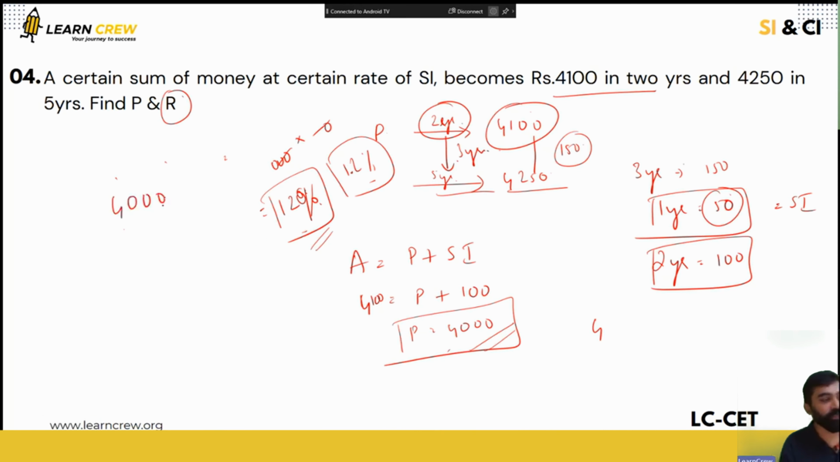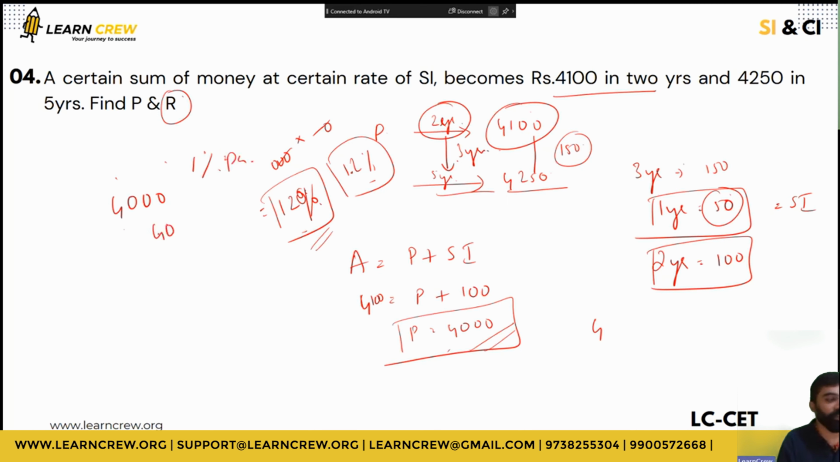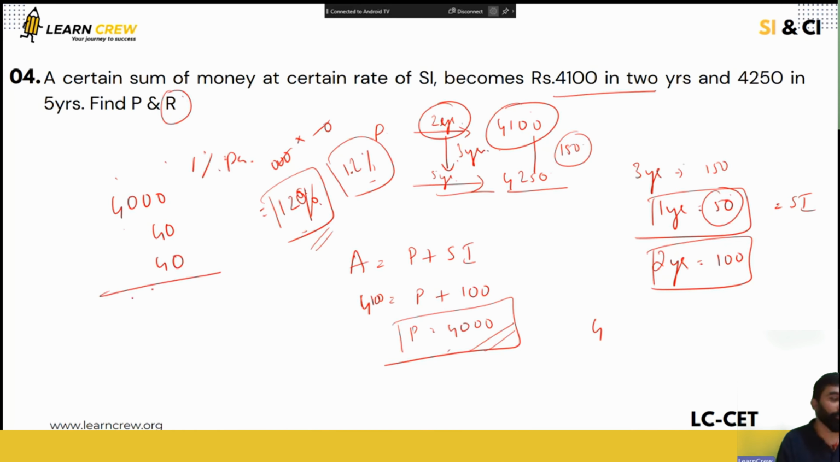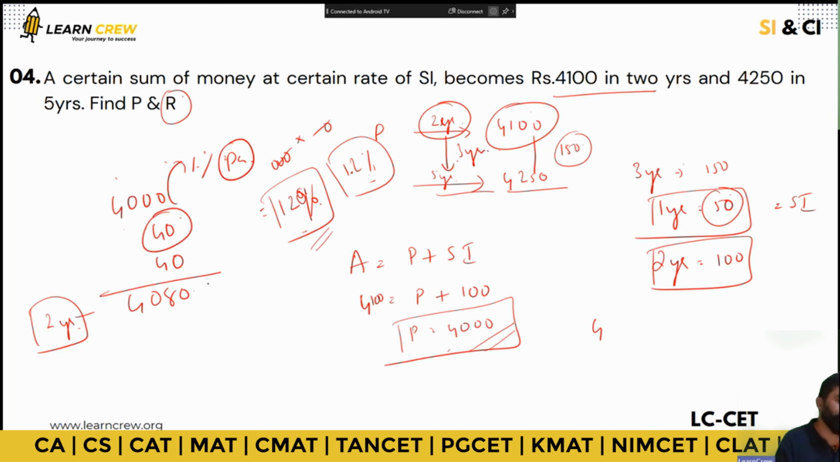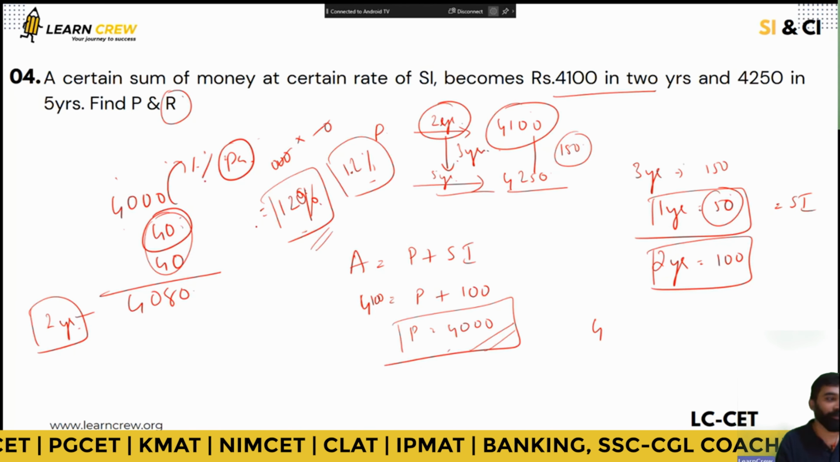If I'm taking this as 1%, we erase everything. 4,000 is your amount. You are paying an interest of 1% per annum. In that case, this will become 40, right? So total you're going to pay 4,080 for 2 years. Now, how did you calculate this 40 from this 1%? This was for how many years? 1 year.